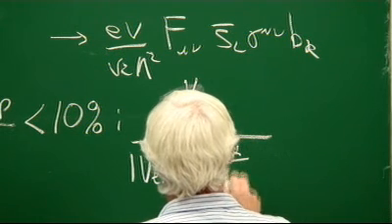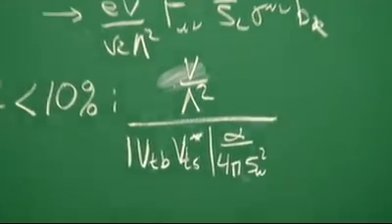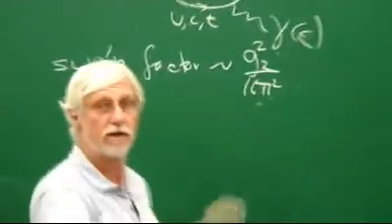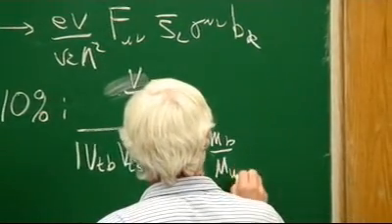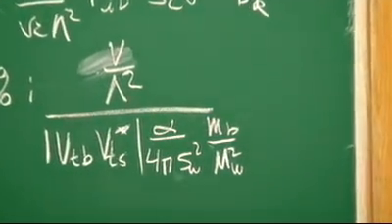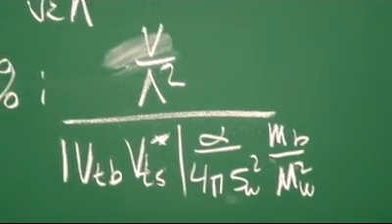some sort of alpha over 4 pi sine squared theta Weinberg. So this G2 squared over 16 pi squared is alpha electromagnetic over 4 pi sine squared theta Weinberg. You know this from the weak interactions, right? And of course I have this MV over MW squared. So I know everything in that ratio except lambda.